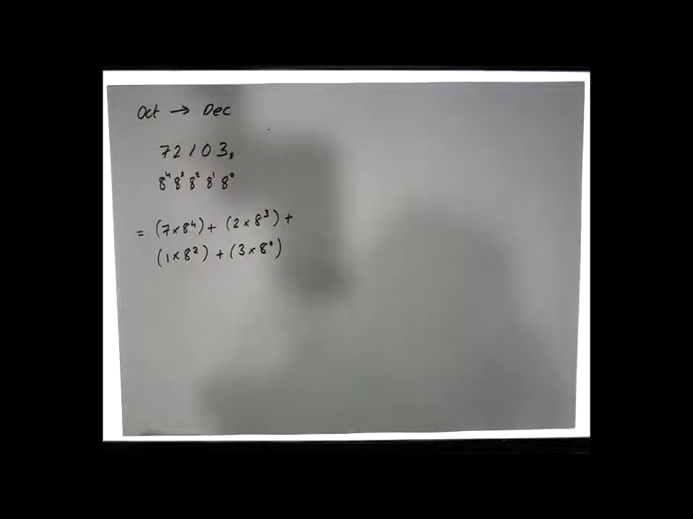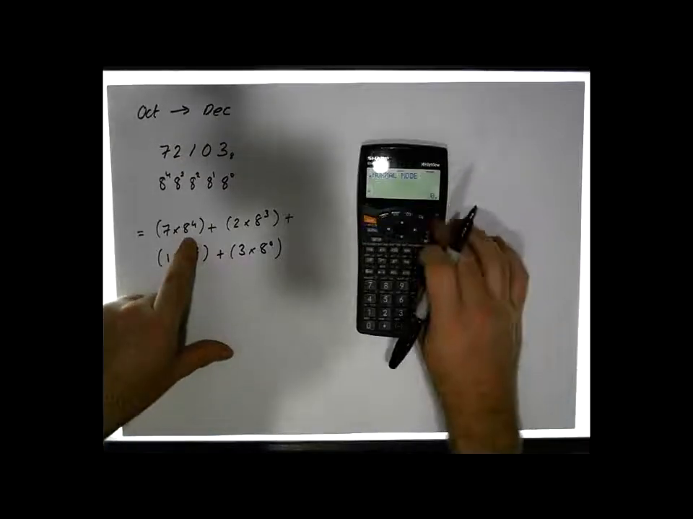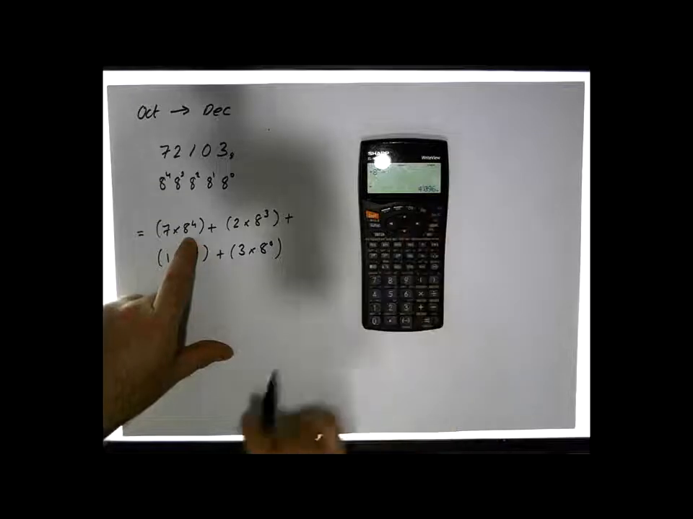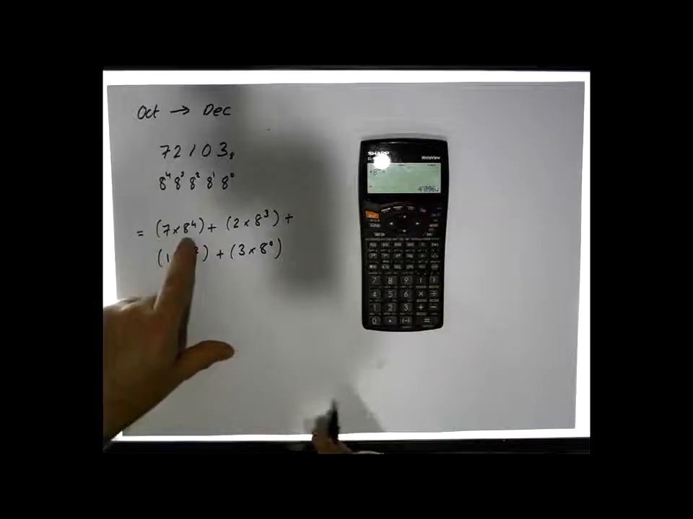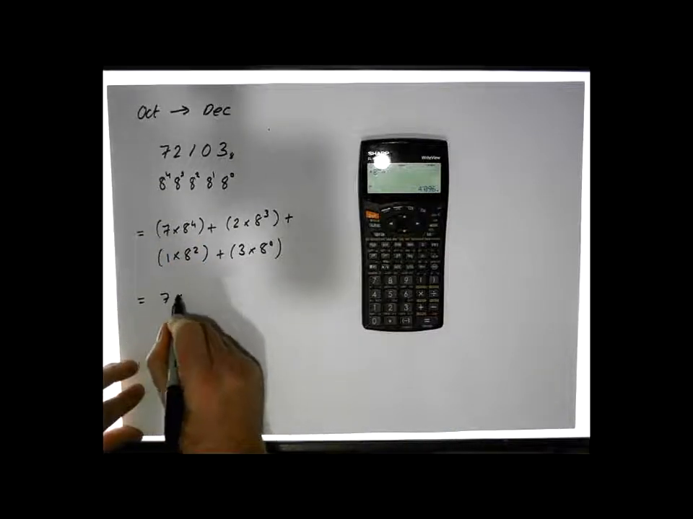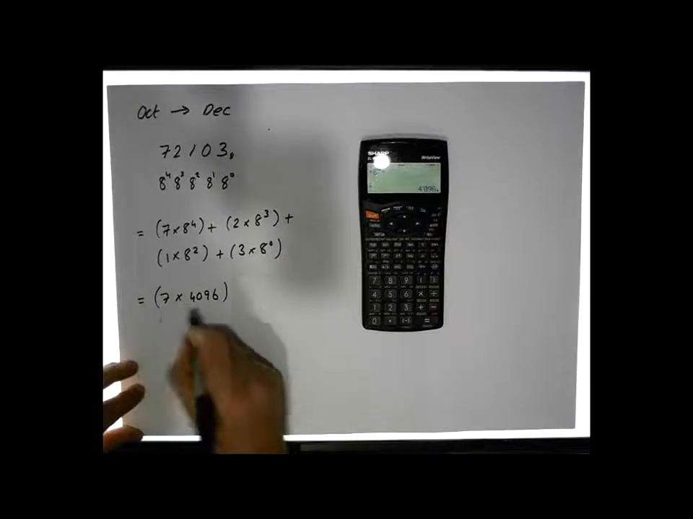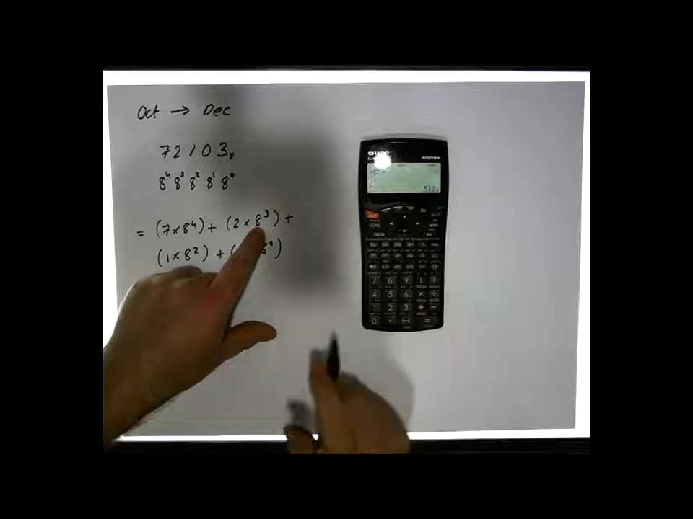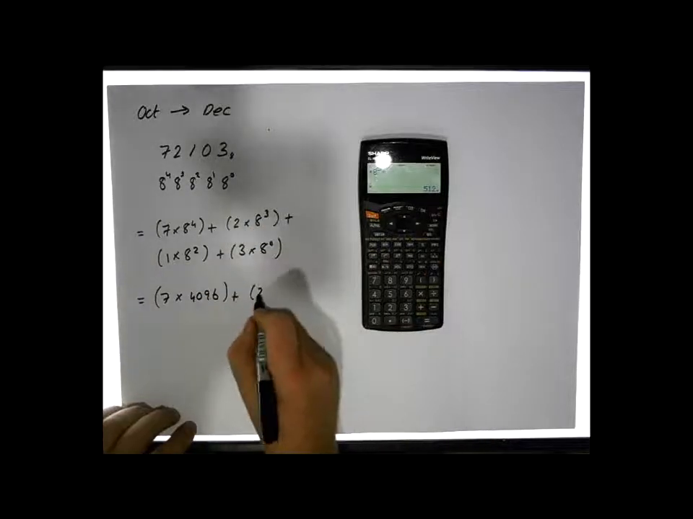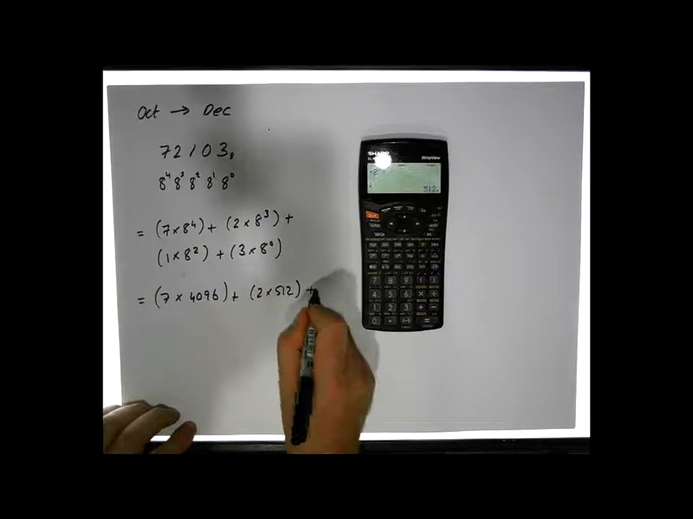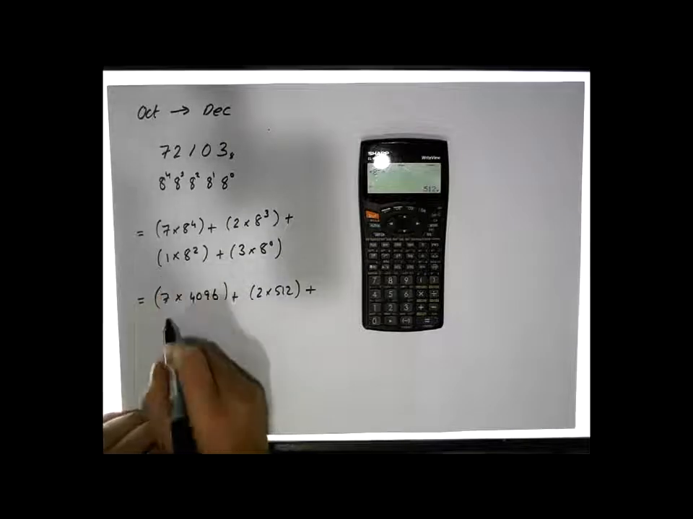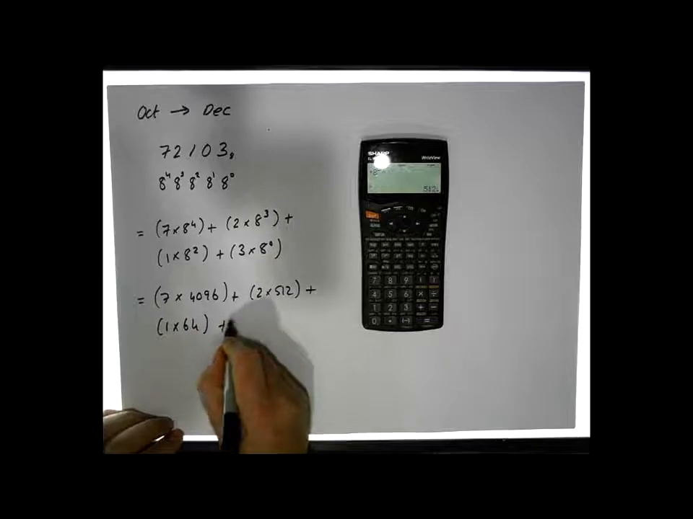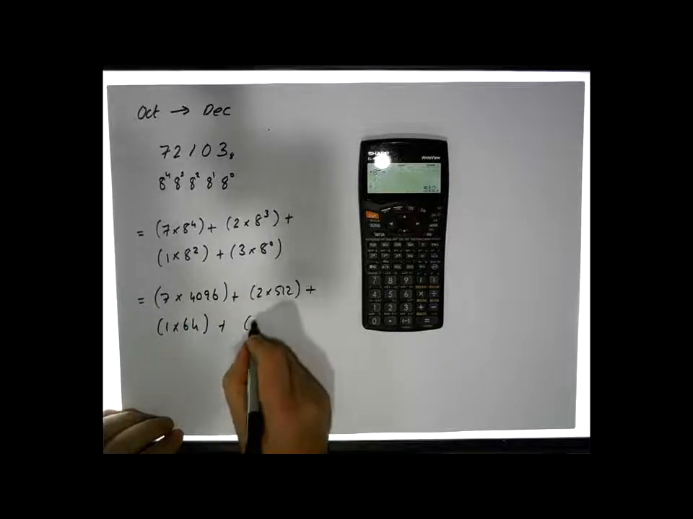Now, what is 8 to the 4? Well, 8 raised to the power of 4 is 4,096. And there's 7 of them. So that's 7 times 4,096. Plus, what's 8 cubed? Well, 8 cubed is 512. So there's 2 of them, so it's plus 2 512s. Plus, there's one of these. 8 squared is 64. So there's 1 64. Plus, there's 3 of these, which is 3 times 1.